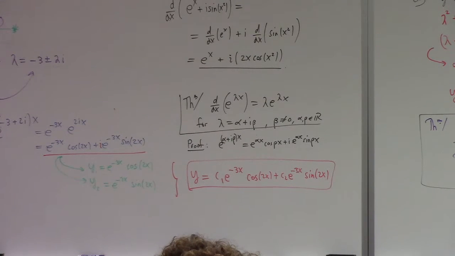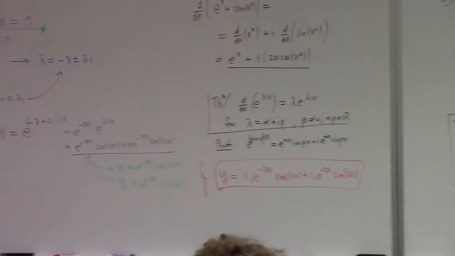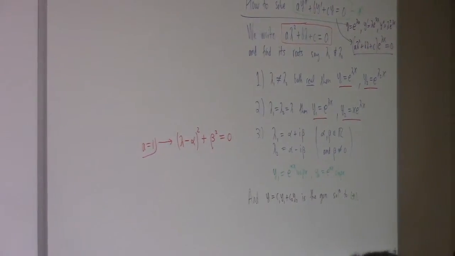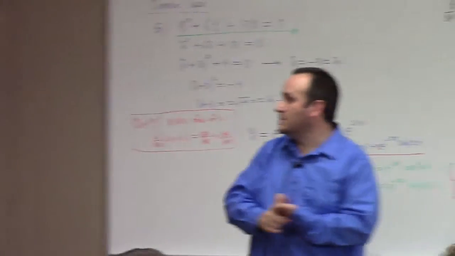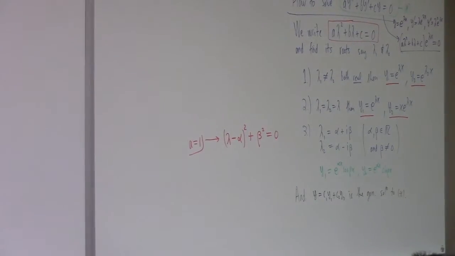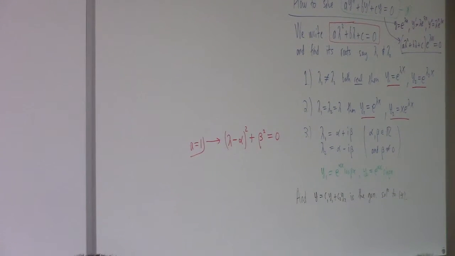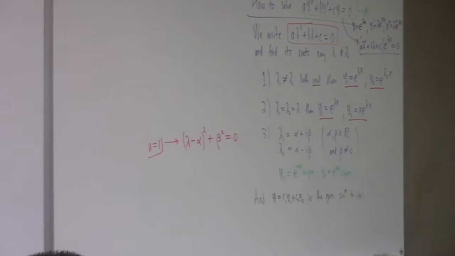Oh, okay. So here's the big picture. To solve ay'' plus by' plus cy equals 0, step 1, we write down the characteristic equation: a lambda squared plus b lambda plus c equals 0. And then basically, you factor it, right? Factoring or completing the square takes you to one of three places.